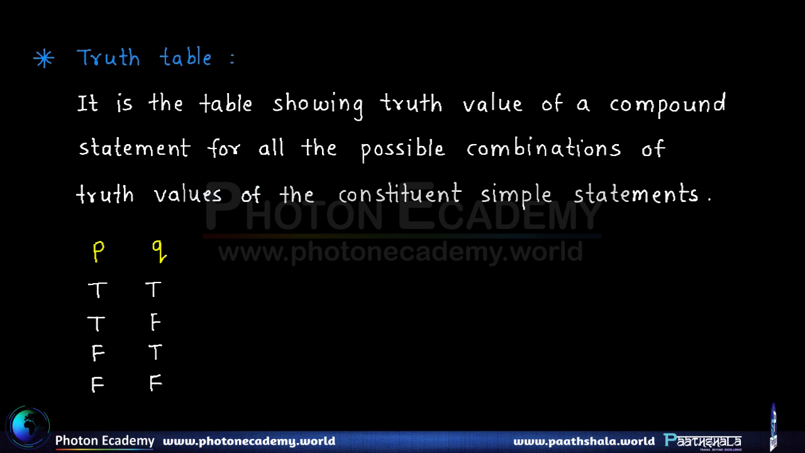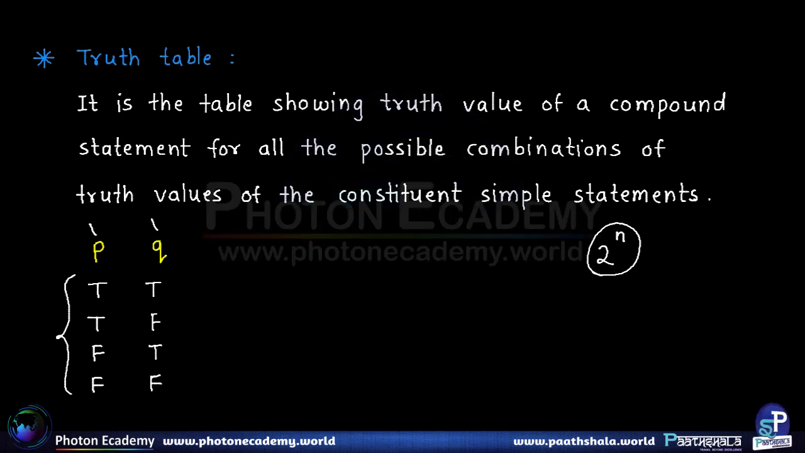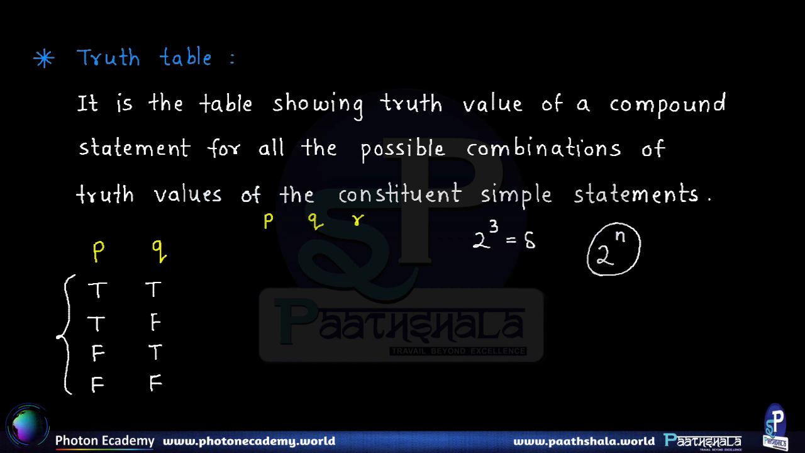It is very easy to remember how many such rows we are required to find out. That is easily remembered by the formula 2 raised to n. If you have two simple statements, then you need 2 raised to n possibilities, simply because each statement can have two possible truth values. Here we had two statements, therefore 2 raised to 2 is 4. In case we have three statements, say P, Q and R, we will need 2 raised to 3, that is, a total of 8 possibilities.